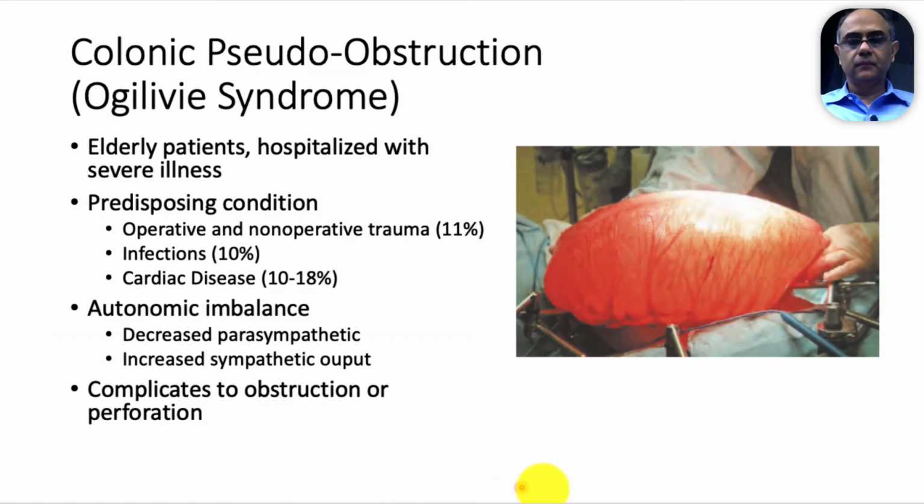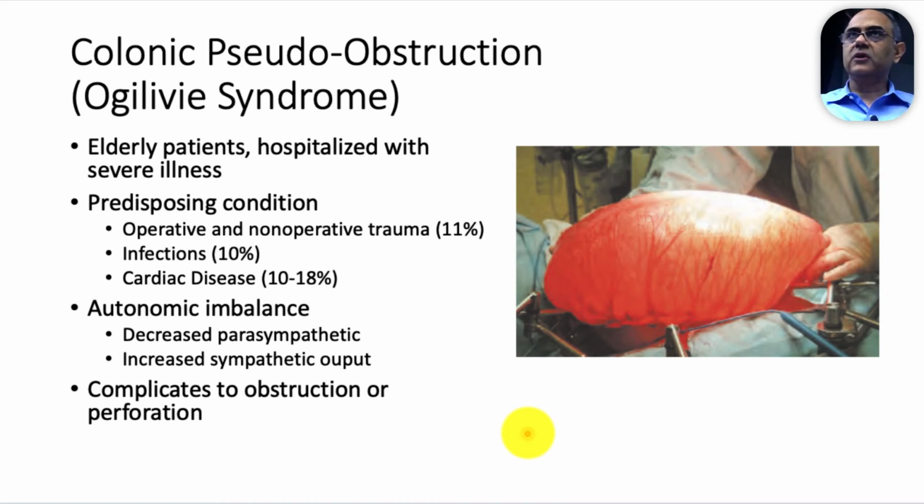Ogilvie syndrome. This is another common cause of large bowel obstruction. It is also a pseudo obstruction. It is basically a functional obstruction. There is no mechanical cause. Basically what happens is the gut fails to propel or push the fecal matter forwards because of absent parasympathetic or increased sympathetic output. The gut fails to push the fecal matter outside, resulting in hardening of that fecal matter and proximal distension. So there are a host of causes which can contribute to this obstruction, but there is no mechanical cause as such.